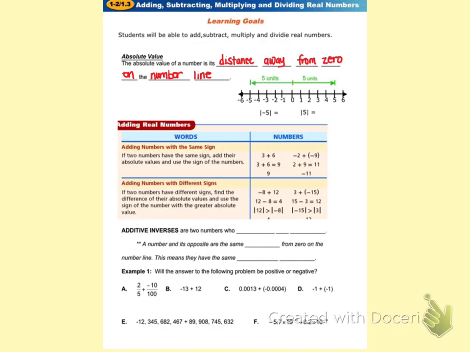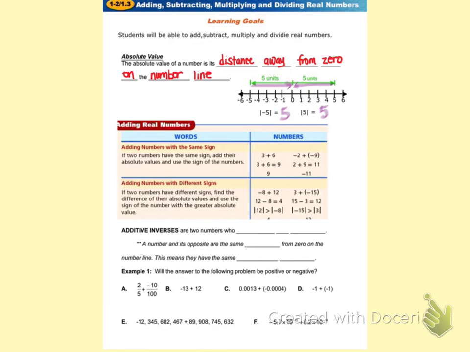Now this little diagram here demonstrates why the absolute value of -5 is 5, because clearly -5 is 5 units away from 0. It's just coming from the left. And the absolute value of +5 is also 5, because it is also 5 units away from 0. So if we had to work backwards from -5 or 5 back to 0, we'd have to go 5 units. So we're going to move on and review adding real numbers.